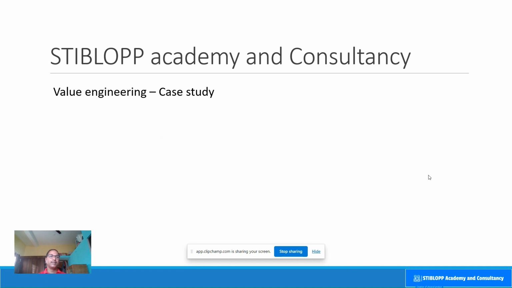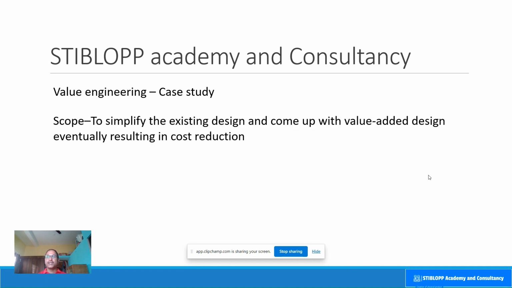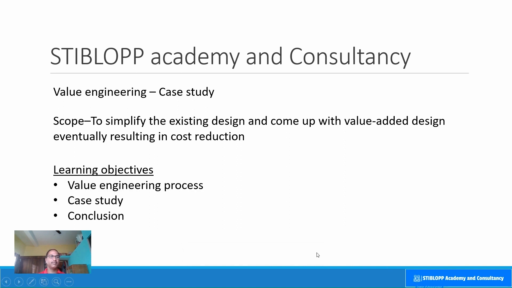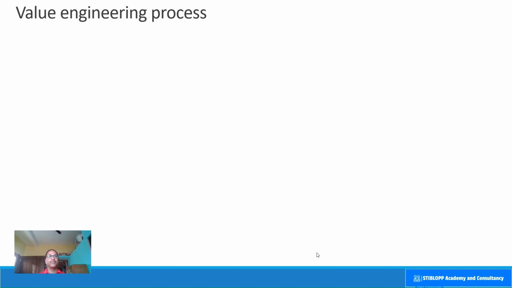Case study. Let's try to understand what the scope is. The scope is to simplify the existing design and come up with a value added design, eventually resulting in the cost reduction. What are our learning objectives for today? As I mentioned before, value engineering process, case study, and the conclusion.